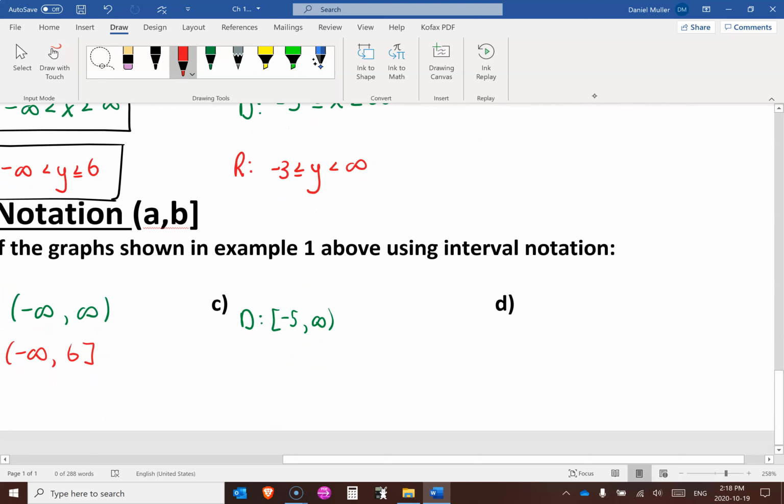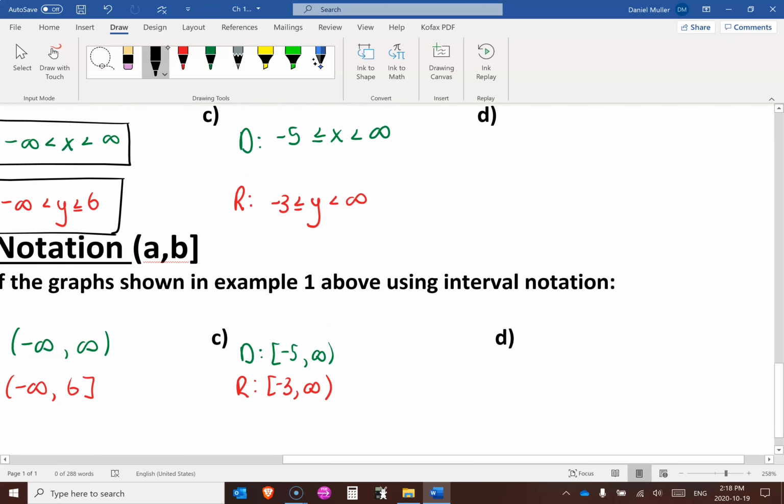And so then when I do my range right here, -3 is going to be a square bracket, and then infinity has to be round. So that is my domain and my range. Okay, let's take a look at the next one.